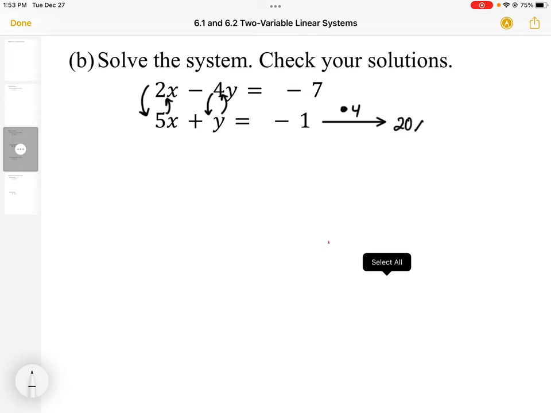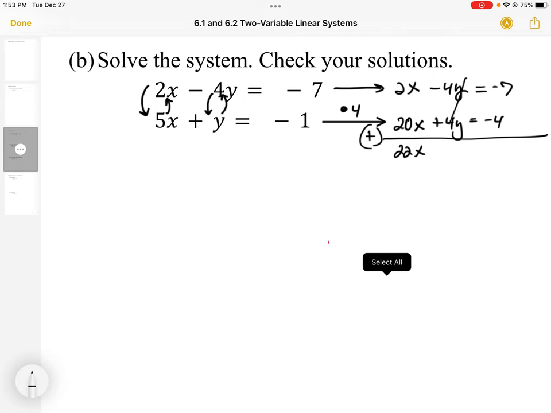So let's go ahead and do that. And the first equation, we're going to leave as is. And you can see now, our y's are the same but opposite sign. So when we go ahead and we add these two equations together, our y's end up canceling out. We get 0y. So now the result is one equation with one variable, which we then can easily solve.